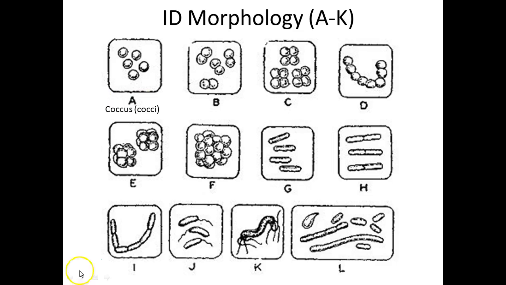So the next one, they have divided and they've stayed next to each other in pairs. We refer to this as diplococcus. If you're talking about just one pair, it's diplococcus. If we're talking about all those pairs in this picture, diplococci. You switch out the us for an i.